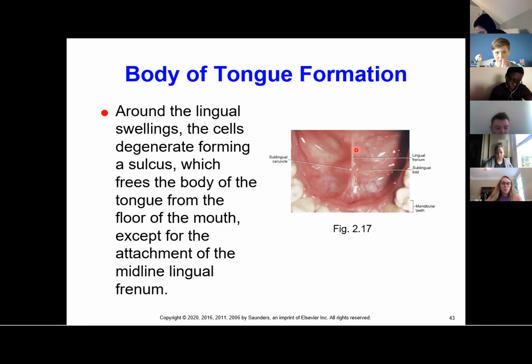In some people, the cells don't degenerate from the sulcus and don't obliterate in those areas, and you end up with what is called ankyloglossia, and we'll talk about that in a minute. That's when you're tongue-tied.